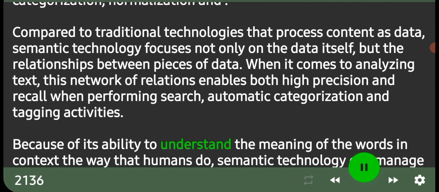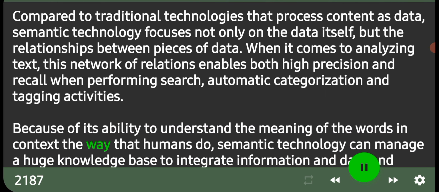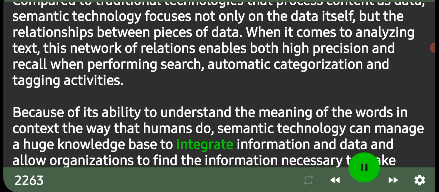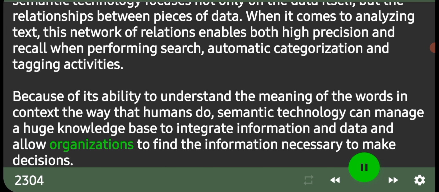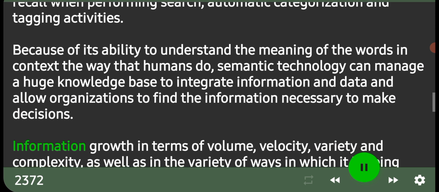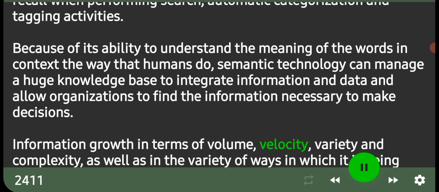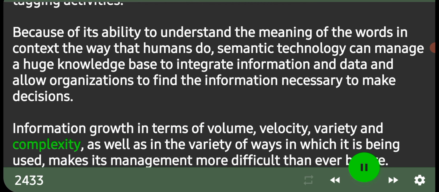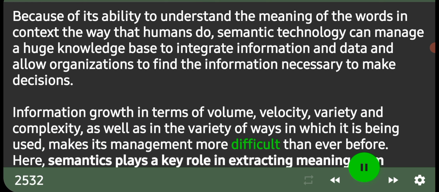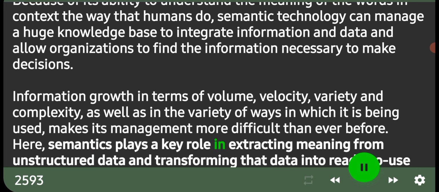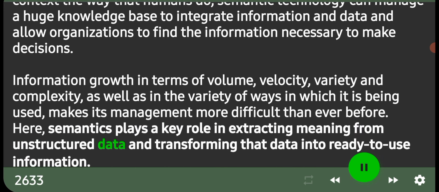Because of its ability to understand the meaning of the words in context the way that humans do, semantic technology can manage a huge knowledge base to integrate information and data and allow organizations to find the information necessary to make decisions. Information growth in terms of volume, velocity, variety and complexity, as well as in the variety of ways in which it is being used, makes its management more difficult than ever before. Here, semantics plays a key role in extracting meaning from unstructured data and transforming that data into ready-to-use information.